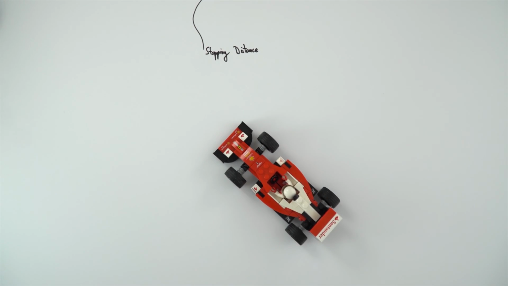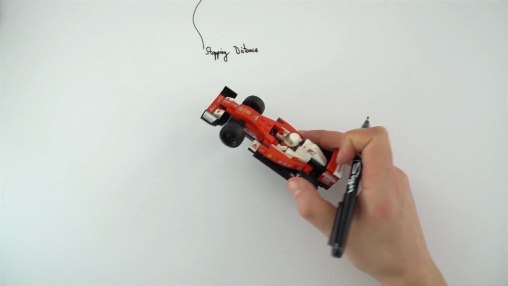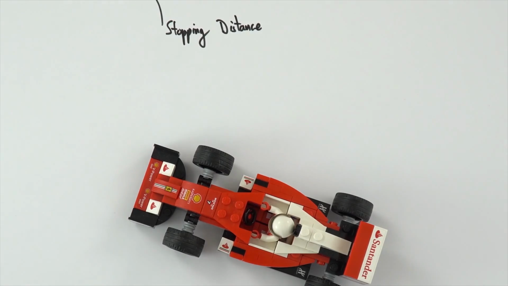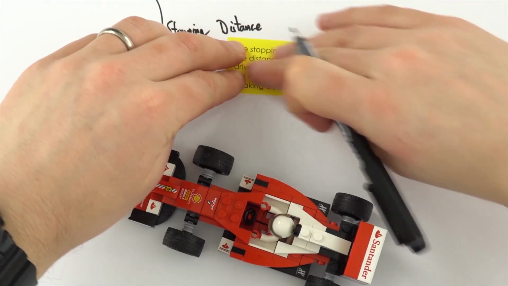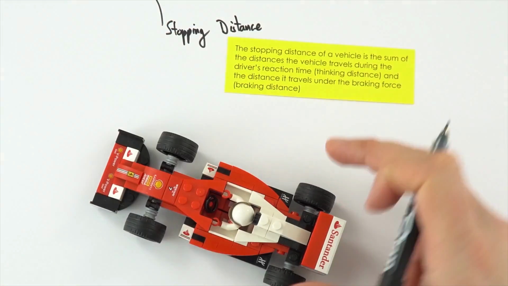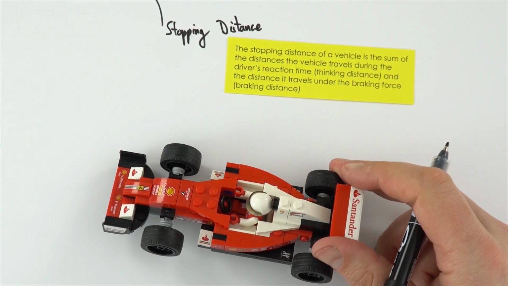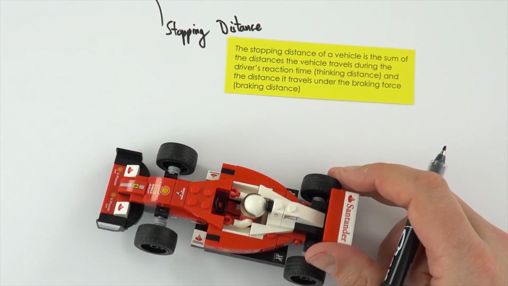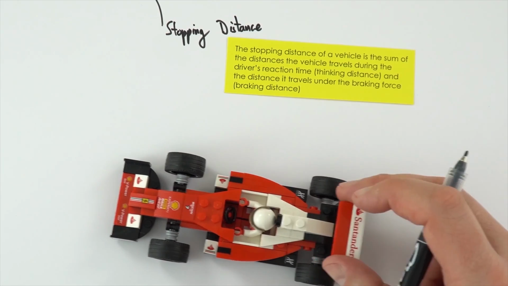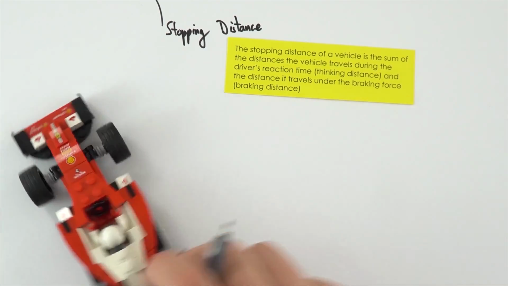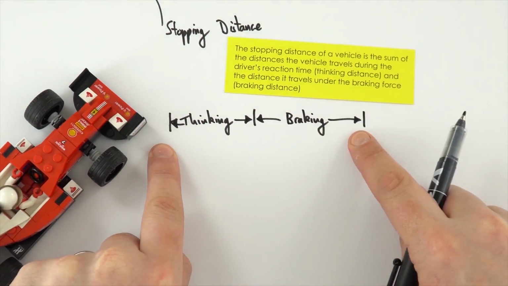So the next thing we need to look at is the stopping distance for a vehicle. This is basically the total distance that a vehicle travels, which includes the driver's reaction time when they're thinking about and actually reacting to something they might see ahead, and then the distance that the vehicle then takes to stop. So this is your stopping distance.